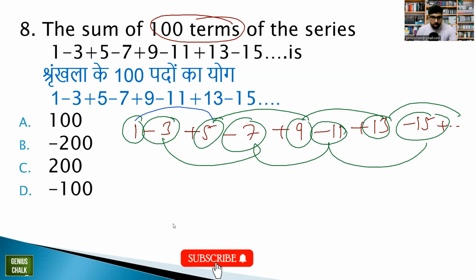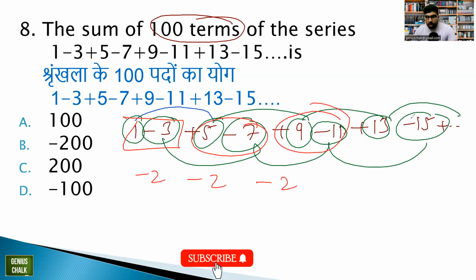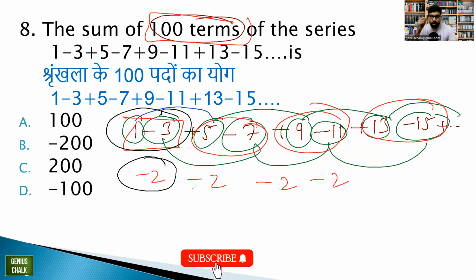What is the value first? You can see 1 minus 3 is basically minus 2, 5 minus 7 is again minus 2, 9 minus 11 is minus 2, and 13 minus 15 is again minus 2. You can see there are total 100 terms. I am combining two terms together, guys. That means minus 2 I am combining.